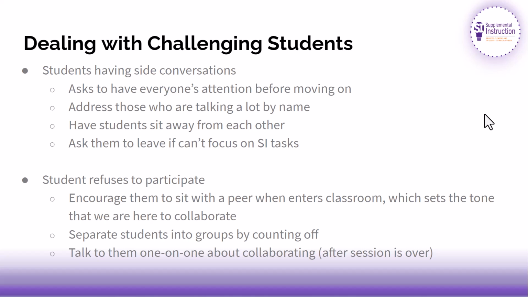If students are refusing to participate, you can encourage them to sit with peers or other students that they might know from class so that it sets the tone that we are here to collaborate with one another. If there's someone that doesn't know anybody else in the session, it's helpful to separate students into groups by counting off. That way everyone can be paired up with someone that they can work with. If students still don't want to participate, after the session is over, you can talk to them about the importance of collaboration in SI sessions.